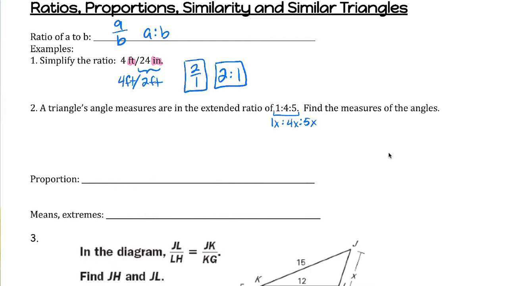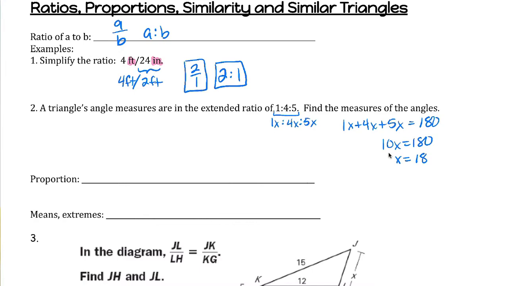So we know that the measures of the angles of a triangle add to 180. So if we add these expressions that represent each angle, equal to 180, we're able to get 10x equals 180. Dividing by 10, x is 18. So that gives us the value of x, and then if we plug that value into each angle measure here, we will find the measure of each angle.